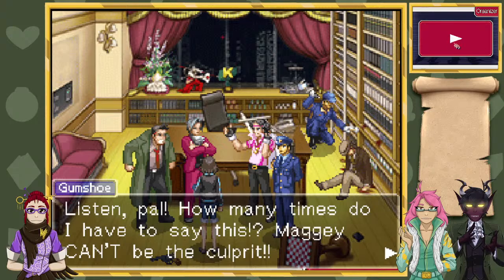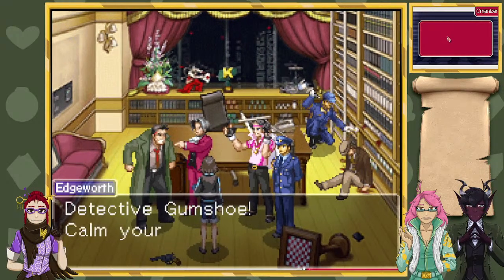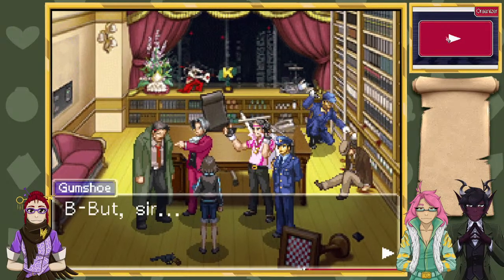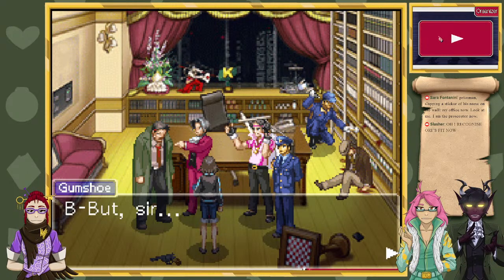I love his little stompy. She's already been the defendant in two other cases. At three, that's just lazy writing. I love his little stompy stomp. Detective Gumshoe, calm yourself. It's just so in character. But sir! Wag, wag, wag. Wobble, wobble, wiggly, diggly.